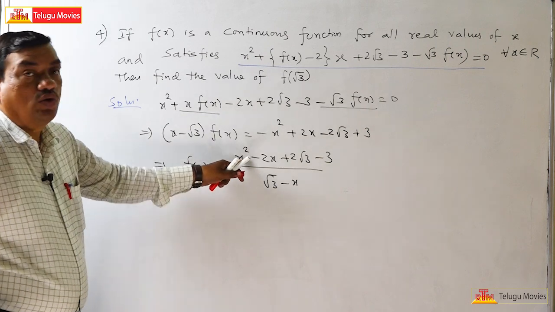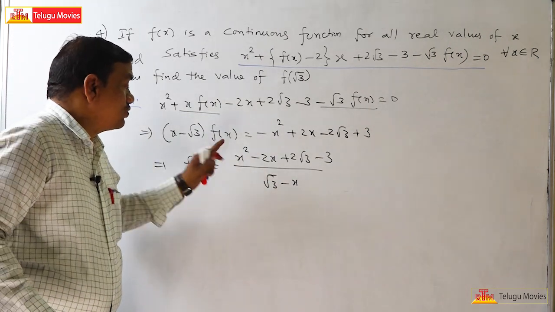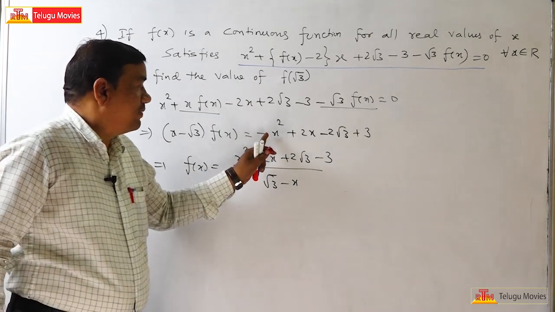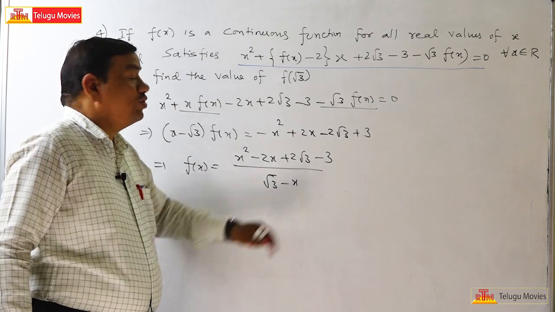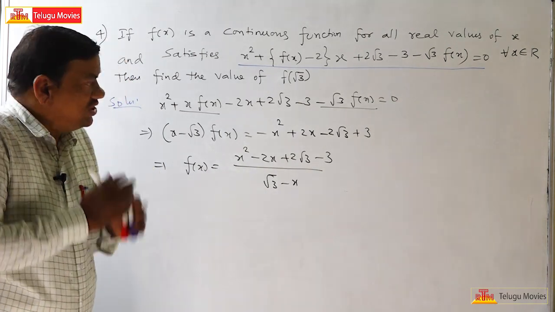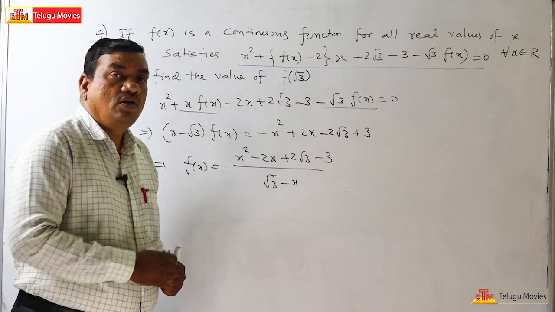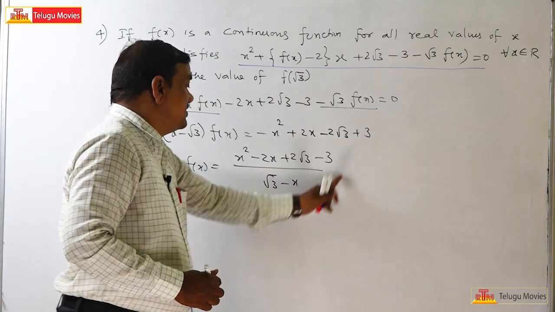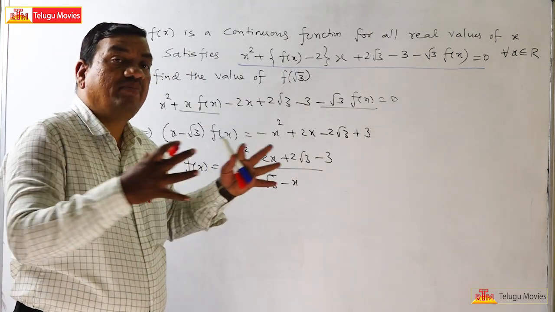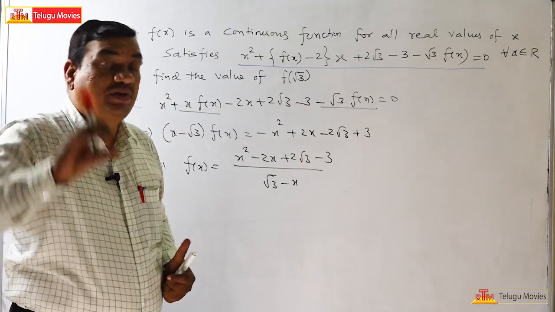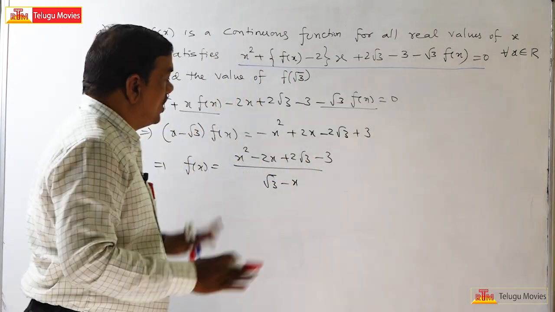Since it is a quadratic expression, the x square coefficient should be positive. That's why, here I wrote root 3 minus x instead of x minus root 3. Now, this is one of those problems where generally if it is given f of x is equal to like that, no problem. But sometimes a function will be given as an algebraic equation, and then we have to write it like that. Now, over.